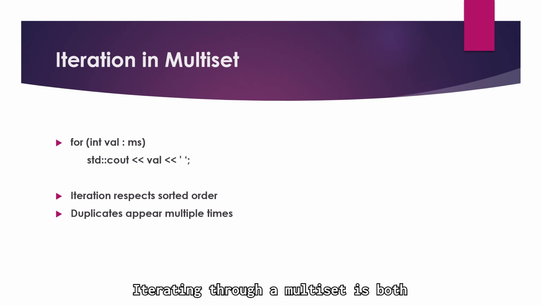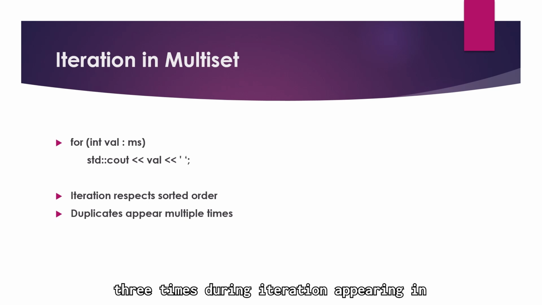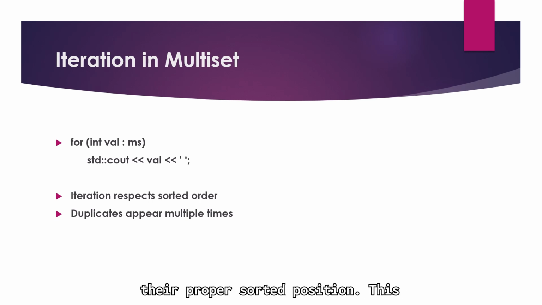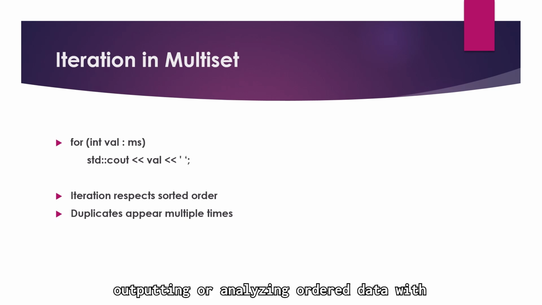Iterating through a multiset is both simple and powerful. Using a range-based for loop, you can visit each element in sorted order, and yes, that includes duplicates. So if you have inserted the number 10 3 times, you will see it 3 times during iteration, appearing in their proper sorted position. This property makes the multiset ideal for outputting or analyzing ordered data with repetitions such as logs, scores, or events.